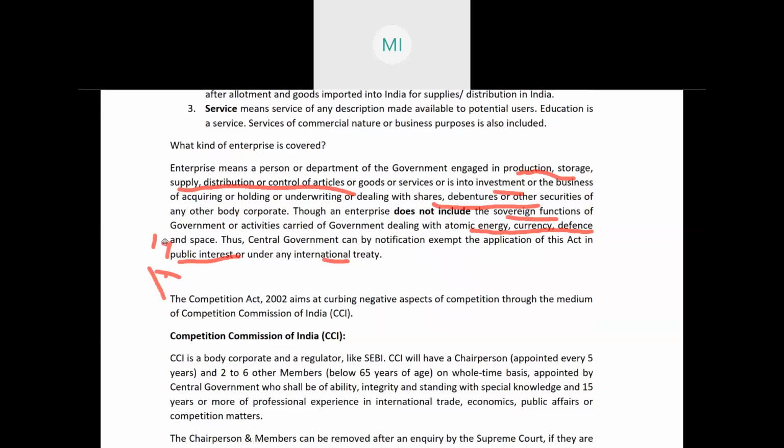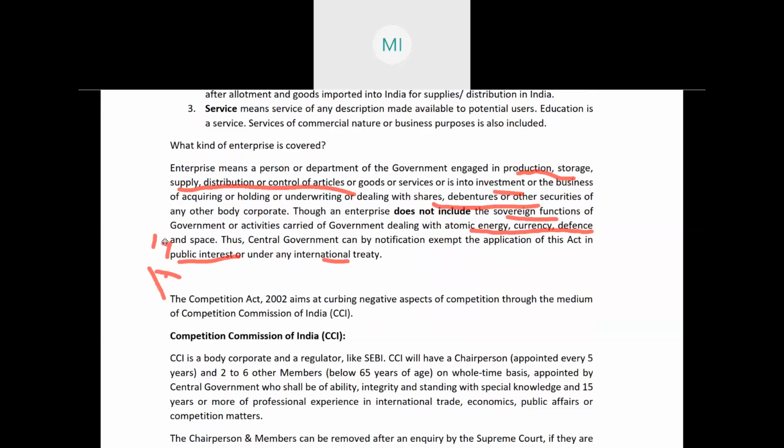Okay, now coming to what the Competition Act does. See, till now whatever we have discussed, three things are very important. What is an agreement, which we have discussed. Second, who can be included as consumer in the Competition Act. Third, what types of enterprises are covered. These three are very important from the exam point of view. Before that, it was just general things on how the MRTP Act was there and how it became the Competition Act. Now let's focus.